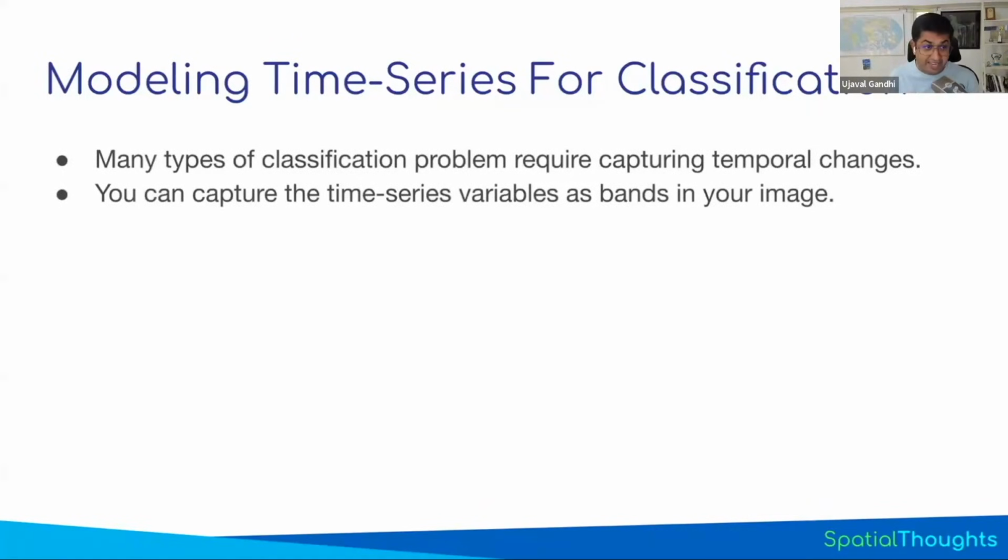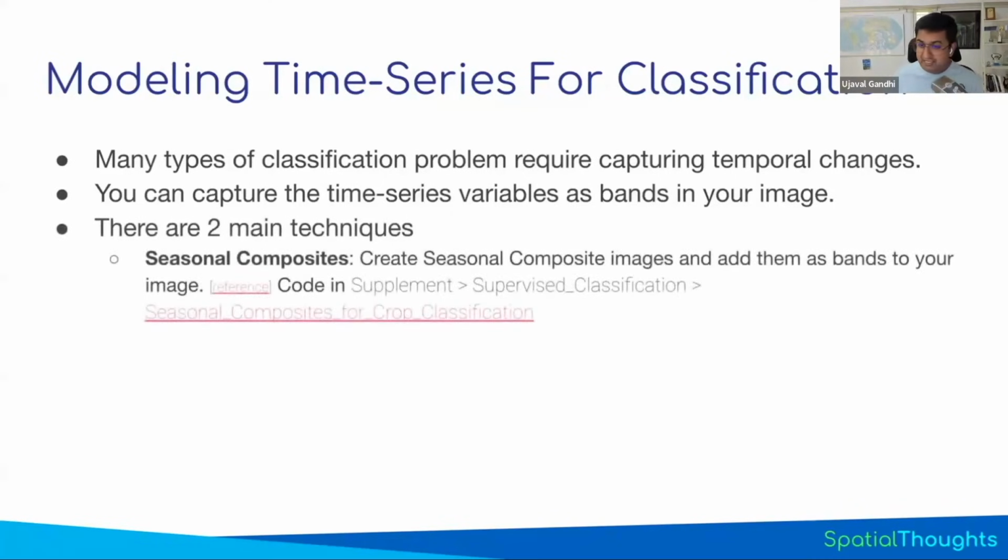So how do you capture the time series variable as bands in your image? If you convert your time series into bands, you'll be able to use them as an input to your classifier. Two main techniques. One is called seasonal composite.